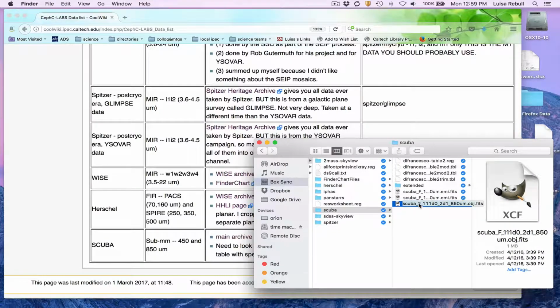So again, the SCUBA data are very different than the other data. If you just load them into DS9, you'll see right away they look very different, and you'll need to use a different stretch for the SCUBA data compared to the others.